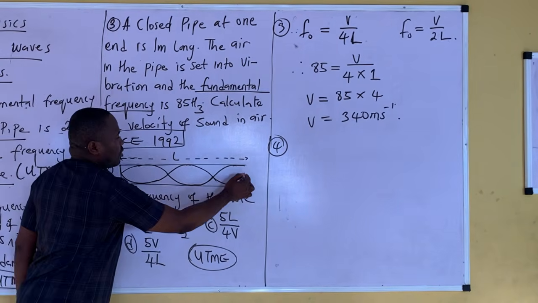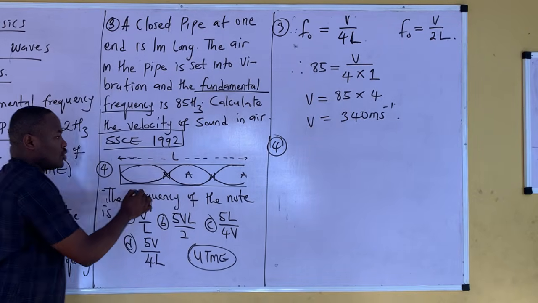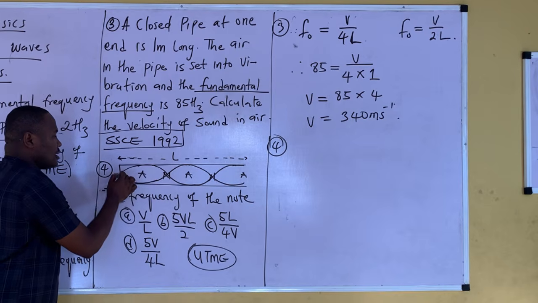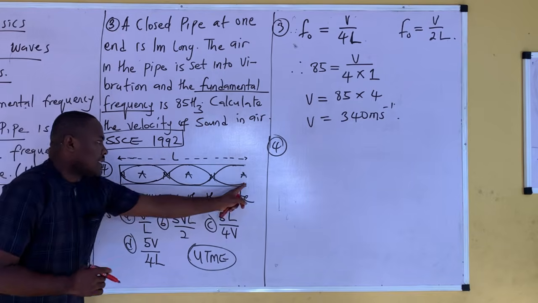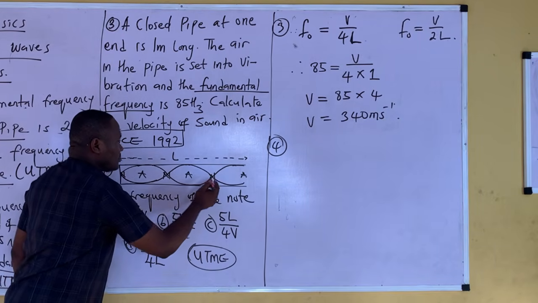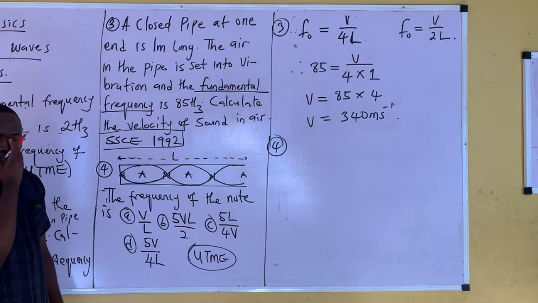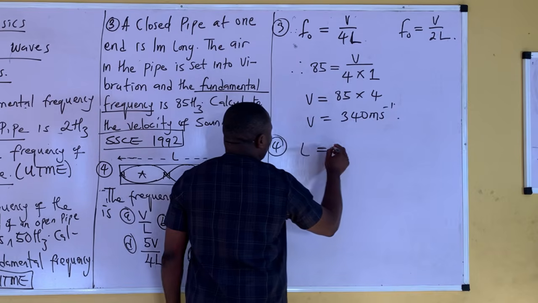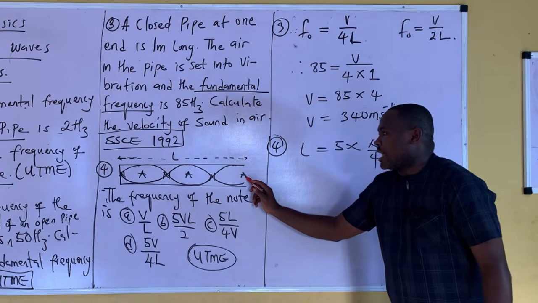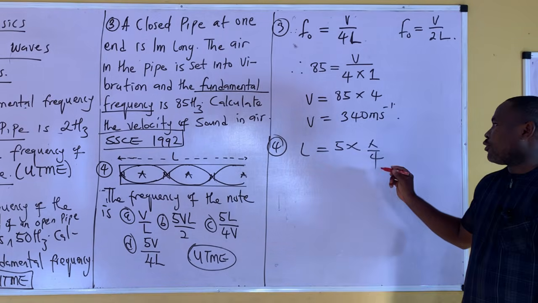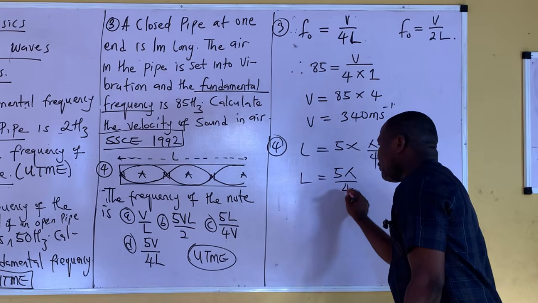This is antinode, this is node. This is antinode, this is node. This is antinode, this is a node. So how many node to antinode do we have in this length? It is 1, 2, 3, 4, 5. So L is equal to 5 times lambda over 4. Remember, antinode to node is lambda over 4. So L is equal to 5 lambda over 4.